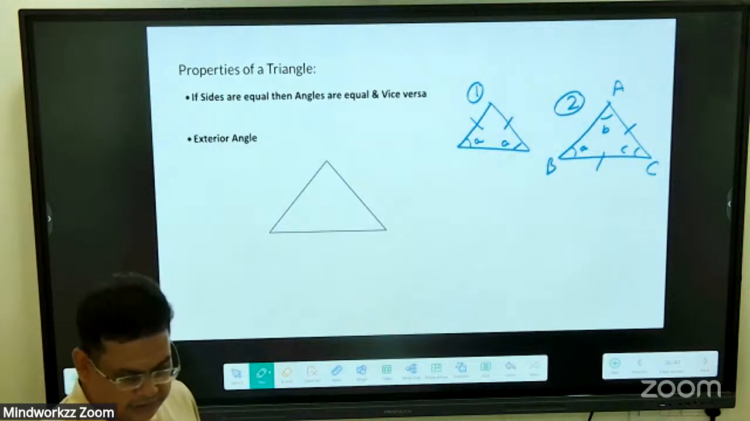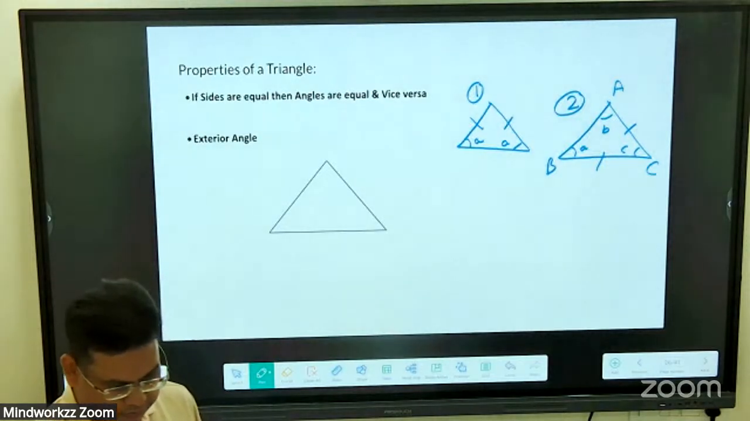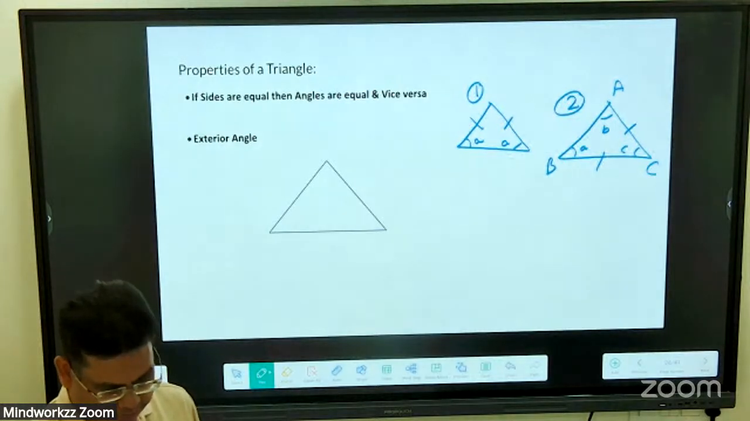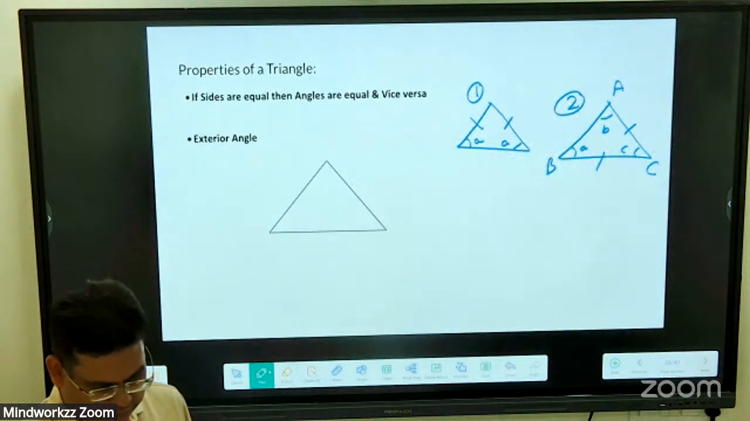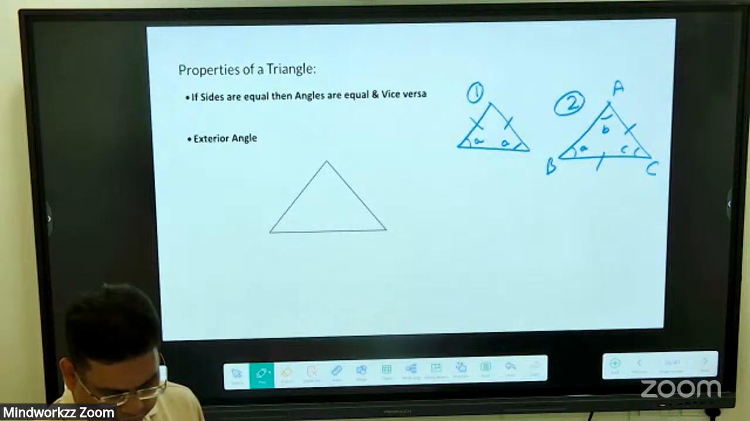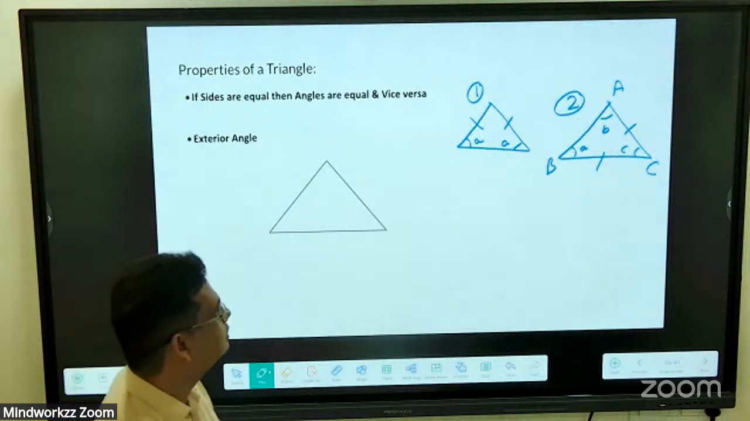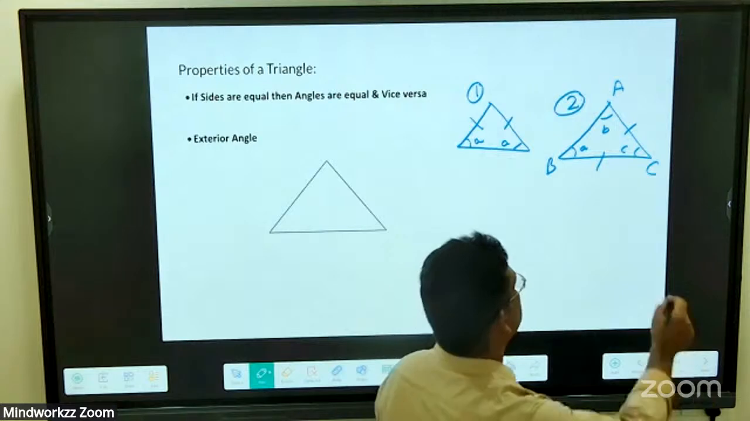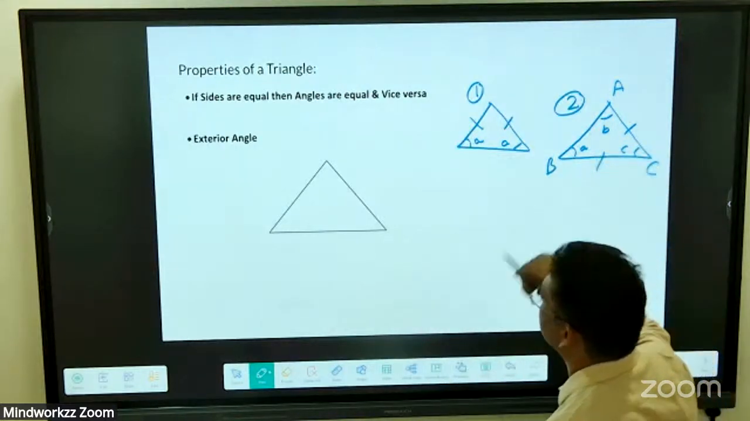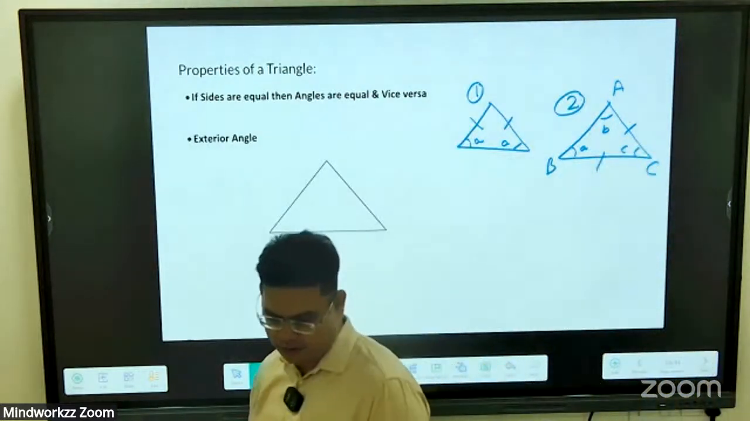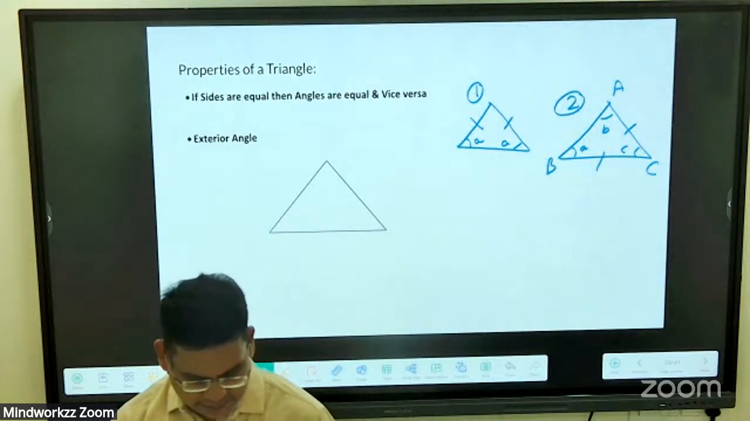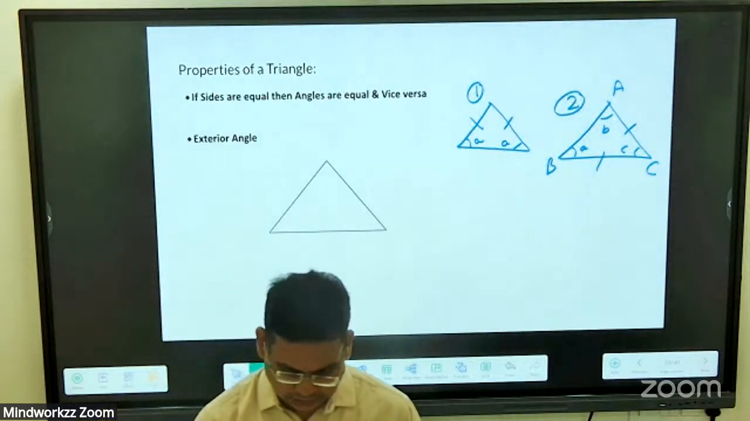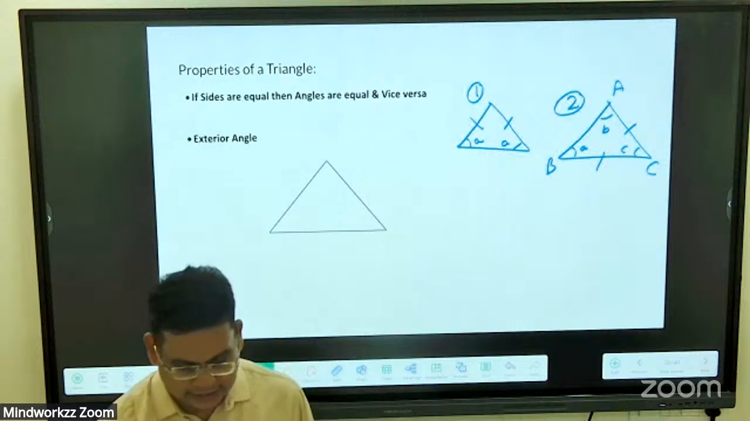Is the screen not visible? I believe it should be visible.